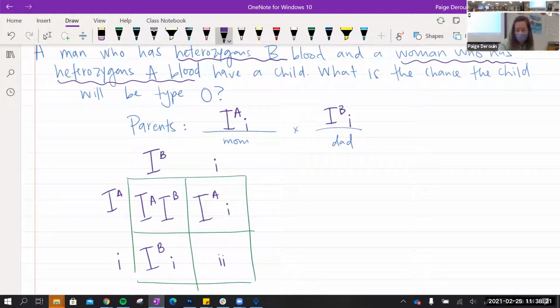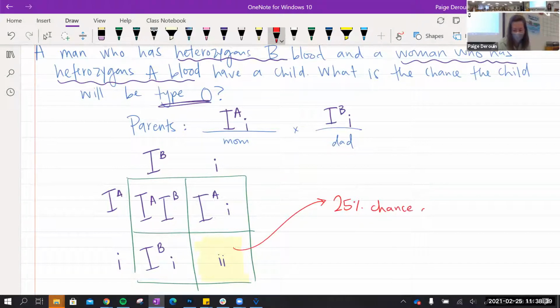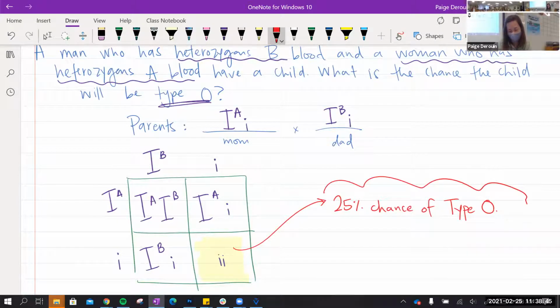So our question said, what is the chance the child will be type O? What's the chance? 25. Only this child is type O. Okay. So this is a 25% chance of type O. It's also a 25% chance of all the other blood types. So a parent who's heterozygous A and a parent who's heterozygous B can have a child of any blood type. Good so far? Awesome.